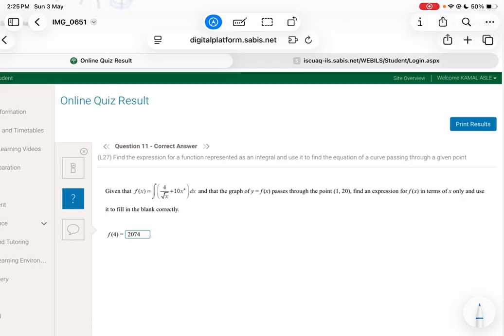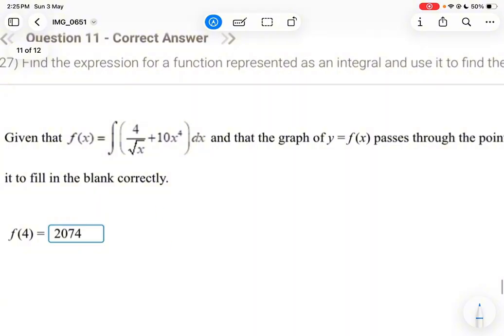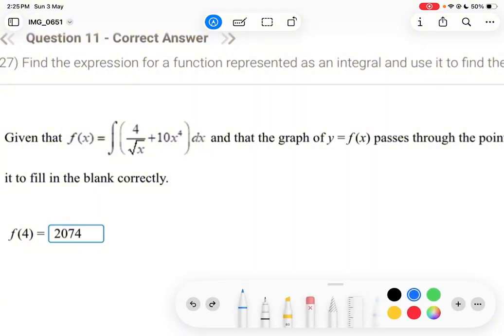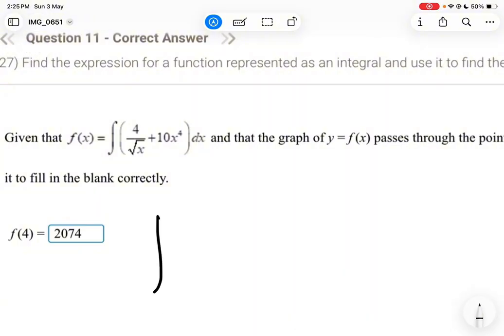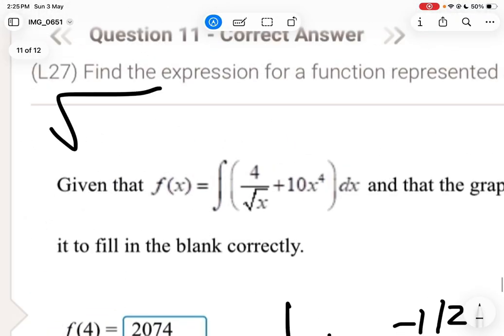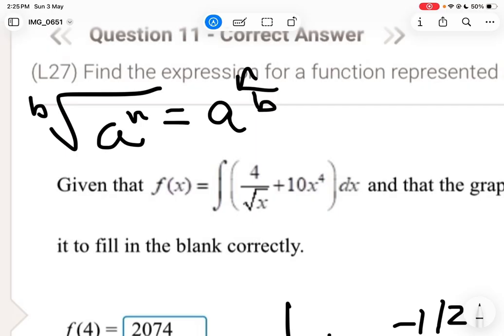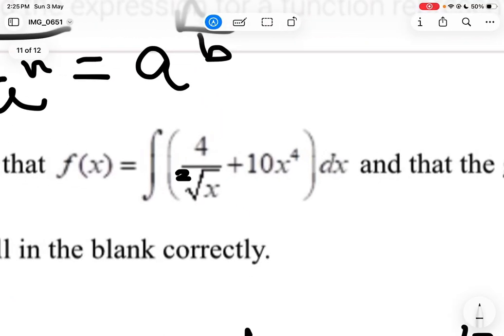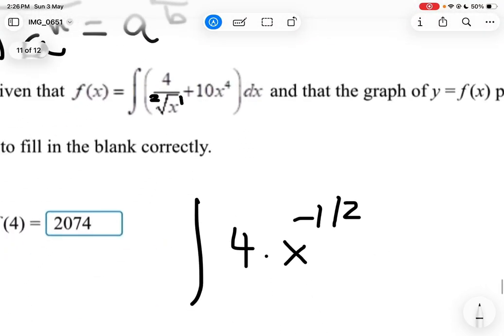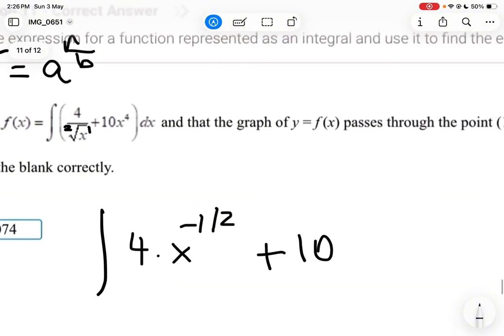The integral of 4 times x to the power of minus 1 over 2. Why 1 over 2? Because you know the radical, the n-th root of x to the power of a, is x to the power of a over n. Always. So here you know that's 2 and this is 1, so 1 over 2, and minus because you moved it up. Plus 10x to the power of 4.